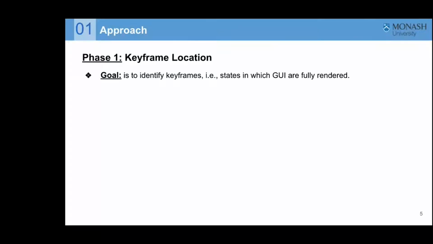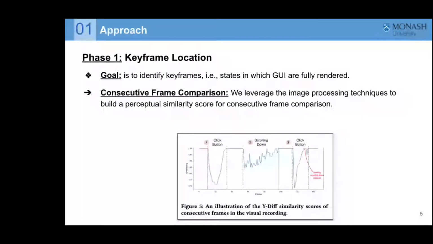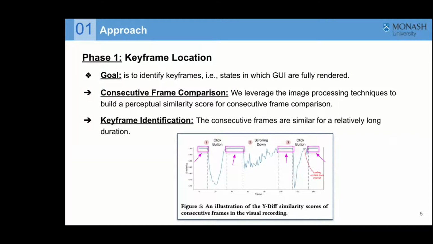For the first phase, the goal is to identify keyframes, the states in which the GUI is fully rendered. To achieve that, we leverage image processing techniques to build a similarity score for consecutive frame comparison. By observing the frame sequence, we annotate the keyframes from the recording if the GUI is in a steady state. That is, the consecutive frames are similar for a relatively long duration.